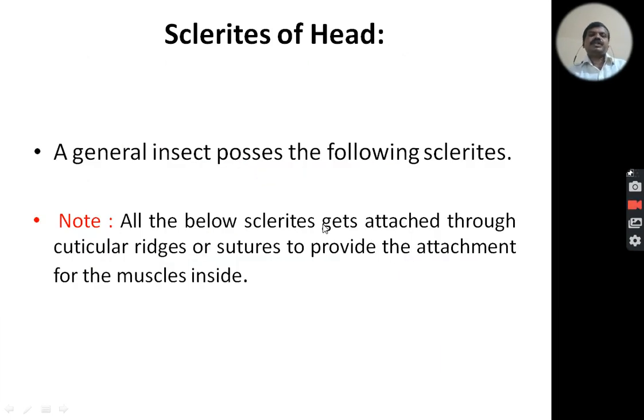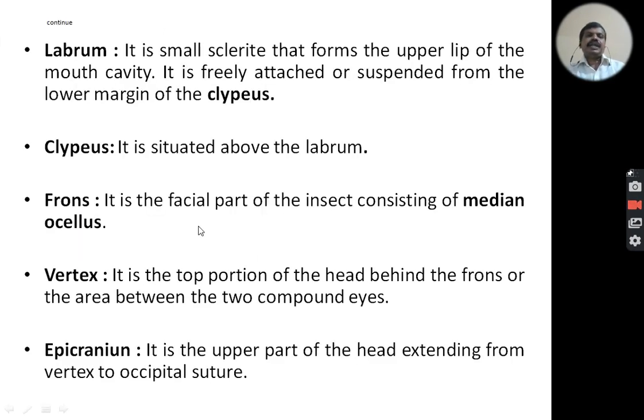Next, you have to study sclerites and sutures separately. The first is sclerites. A general insect possesses the following sclerites. All the forthcoming sclerites get attached through cuticular ridges, called sutures, to provide attachment for the muscles inside the cranium. Let us see one by one.